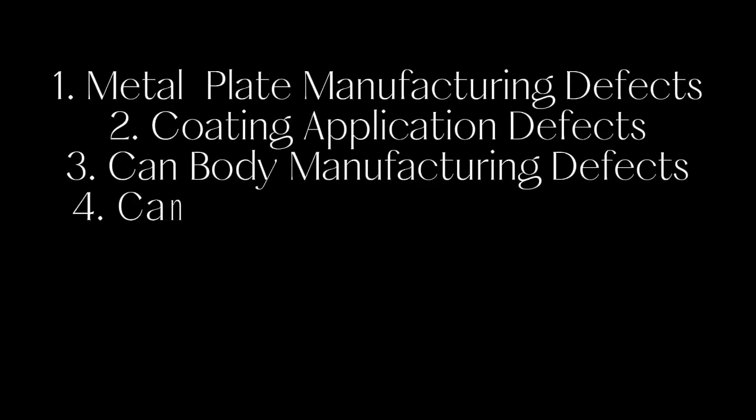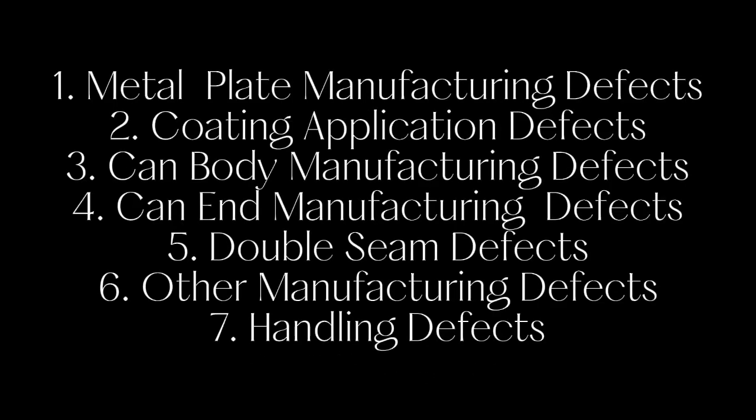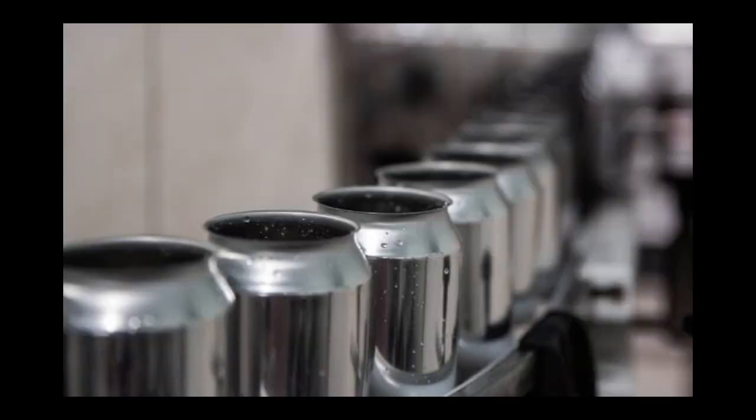So we have metal plate manufacturing defects, coating application defects, can body manufacturing defects, can end manufacturing defects, double seam defects, other manufacturing defects, and handling defects. To thoroughly understand these defects, I will expand each category with its examples.